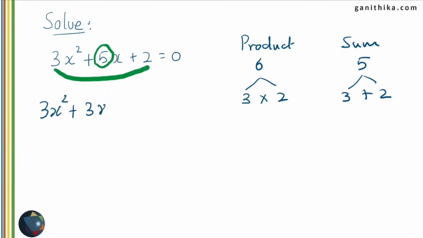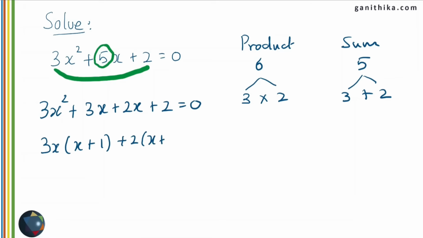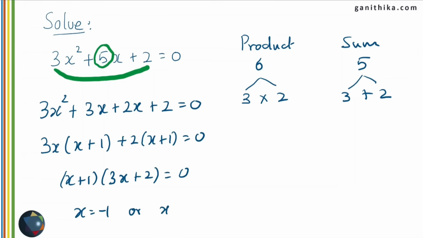And you will split the middle term into 3x plus 2x. The 5x in the middle will be split into 3x plus 2x, and the equation will be written like this. And then you will simplify the equation, factorize it, and solve individually as x is equal to -1 or x is equal to -2/3. And this is the way you do it when you are asked to solve this equation by the factorization method.